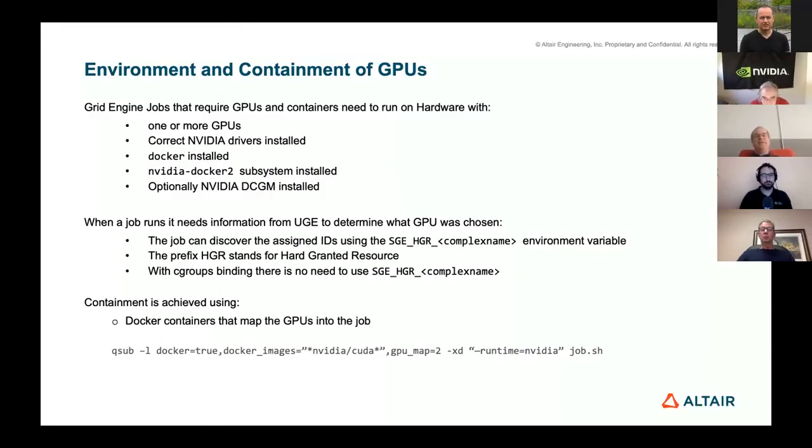As I mentioned, that's given to you, the SGE HDR. And then also working with cgroups. And all of that is achieved using something like Docker or Singularity. So you'd see something that would look like the bottom line there, where I'm saying, submit my job, make sure it runs on a machine that has Docker, make sure I have the NVIDIA CUDA Docker image, make sure I have 2 GPUs, and I'm using the old syntax here with runtime NVIDIA. The new one is different, and job.sh.